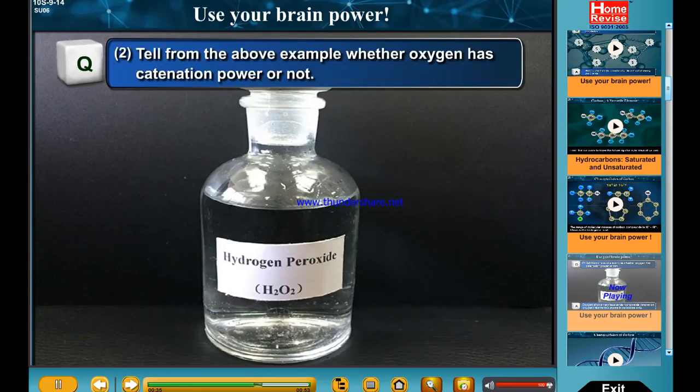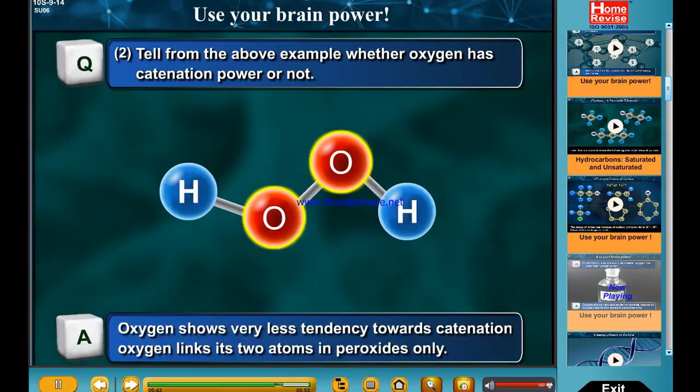2. Tell from the above example whether oxygen has catenation power or not. Oxygen shows very less tendency towards catenation. Oxygen links its two atoms in peroxides only.